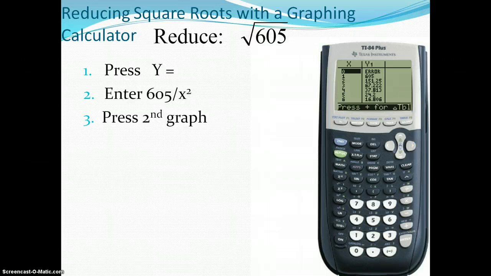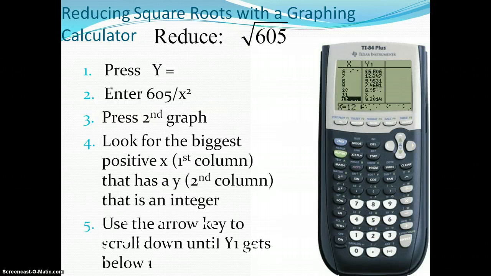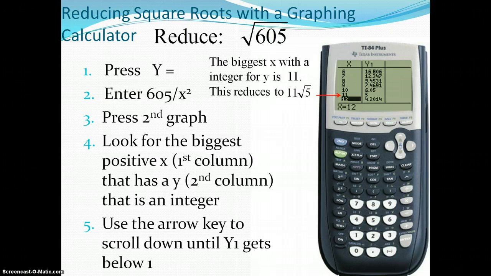Now, we're looking for the biggest number that has an integer under the y column. So if you look over here, we've got a 1 and a 605, but all the rest of those are fractions. If I slide down, I'll notice that there's an 11 and a 5. Well, that means that 11 squared times 5 is equal to 605. We can write that as 11 square root of 5. So you see it's kind of nice because the number in the x column goes on the outside, and the number in the y column goes under the radical.